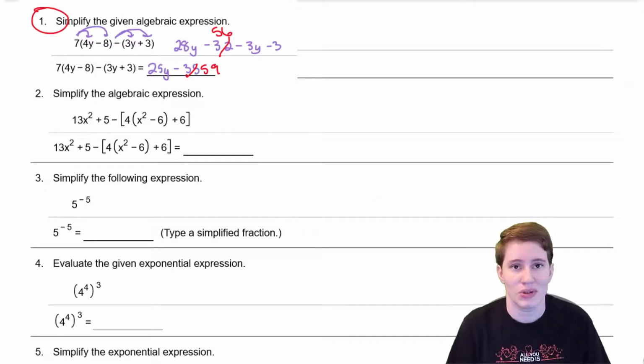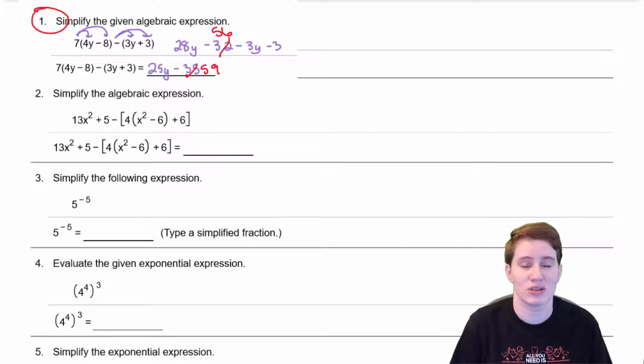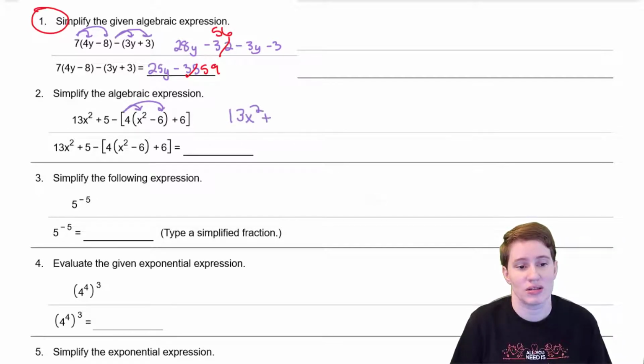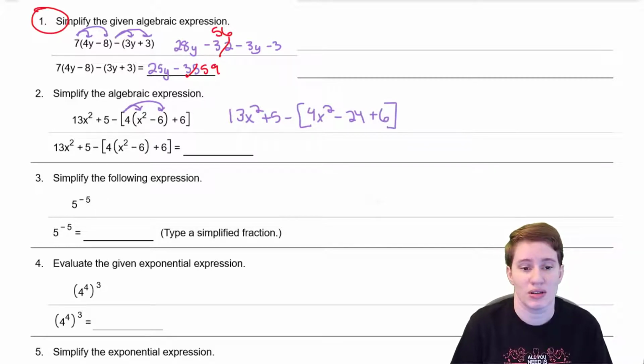Although it's kind of weird whenever we have algebraic expressions like this, dealing with this parentheses, there's not actually anything inside to do. So it's actually that I want to get rid of the parentheses by multiplying first and then go from there. So everything else is going to stay the same. So 13x squared plus 5 minus, and we're going to do 4 times x squared is 4x squared, 4 times -6 is -24, and then we've still got this plus 6 right here. And then we say, okay, what else can I do inside of these brackets? Now I can add -24 and 6 together.